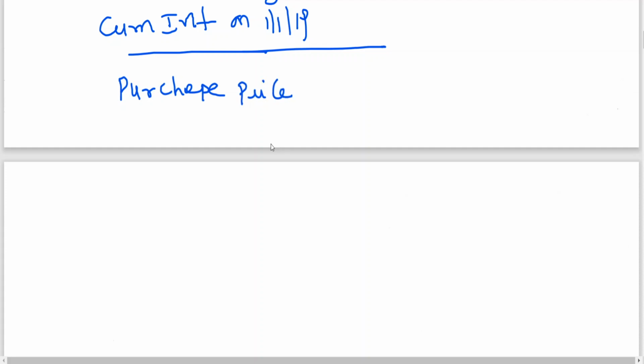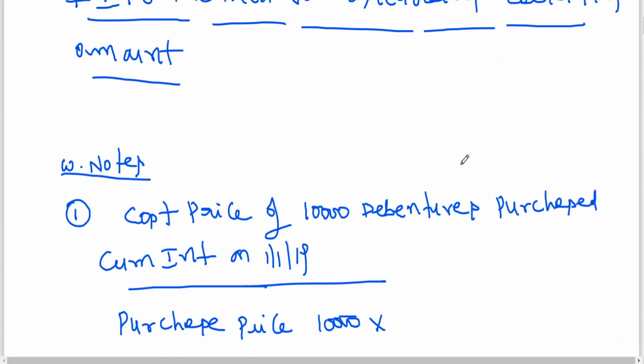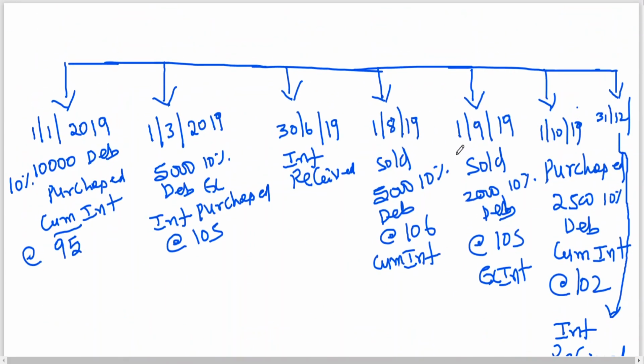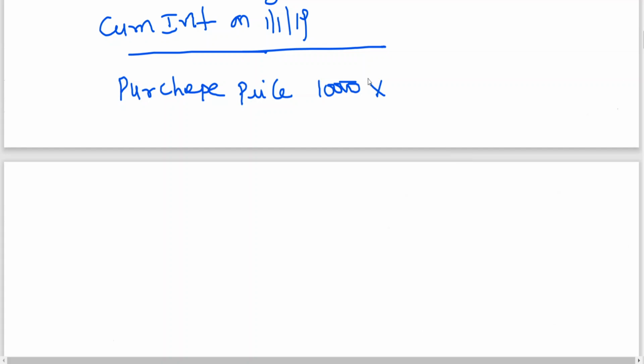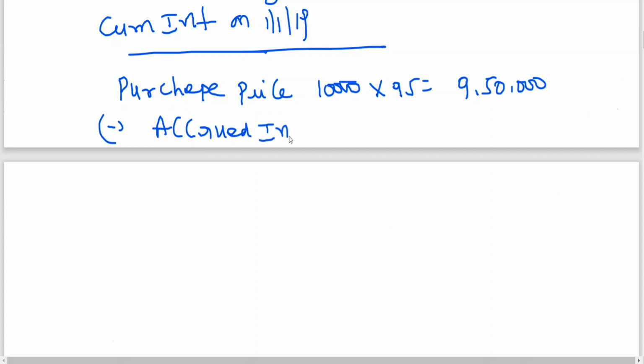Purchase price: 10,000 debentures at the rate of, I told you, 95. 10,000 into 95 rupees is coming to 9,50,000. Minus accrued interest. It is cum interest, so interest is already included. Accrued interest is nil. I have given the reason for that.